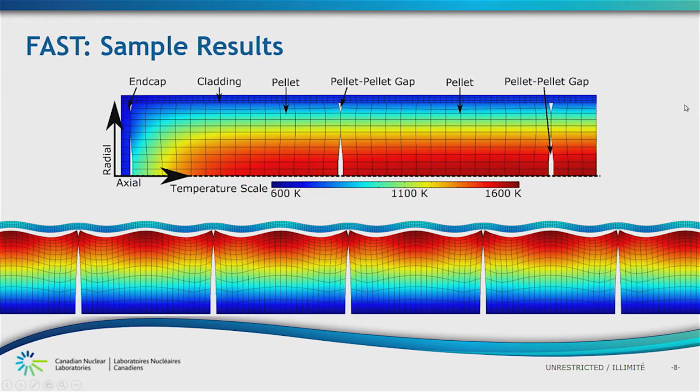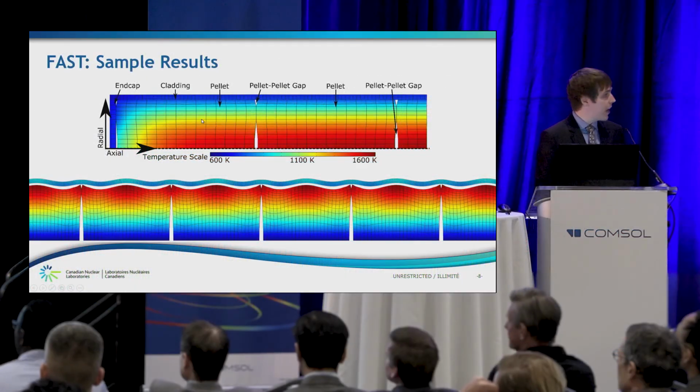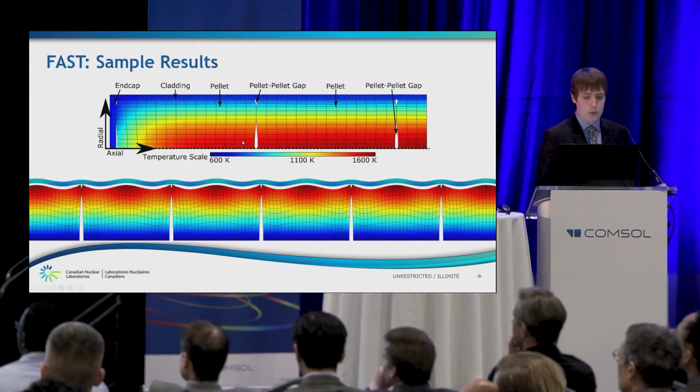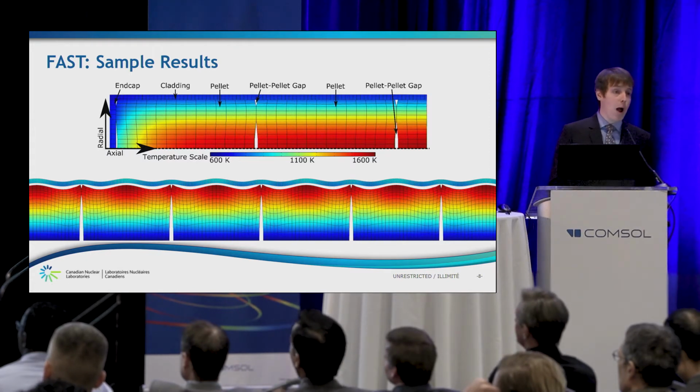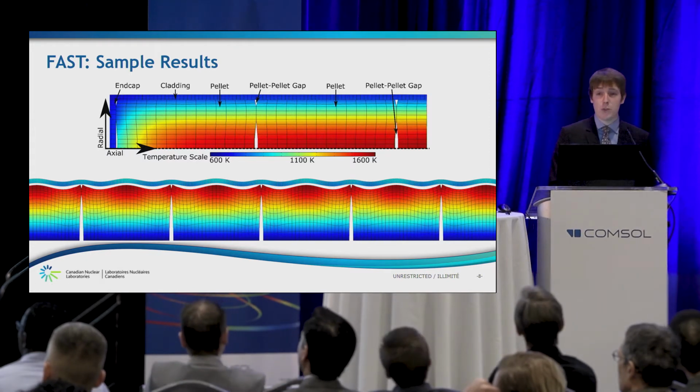So here are some sample results. What you're looking at here is this shape here is a pellet with another pellet right next to it, and they form a long stack. On the outside, we have the cladding, and then we have an end cap on the end. The color scale in the top figure is the temperature. So this actually isn't operating at a very high power. Its centerline temperature is only about 1600 Kelvin. During high power operation, we can reach in excess of 2000 Kelvin.